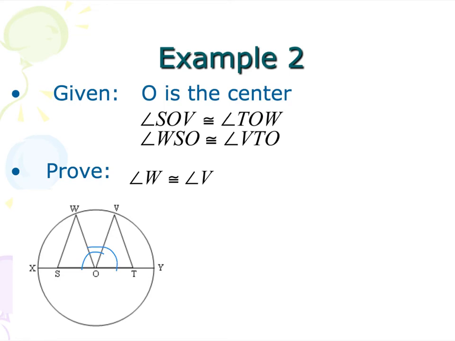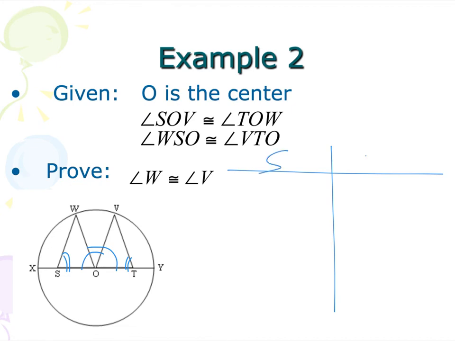Cool. Then we have WSO and VTO are congruent. And I want to prove that W and V are congruent. Well, let's think about our no choice theorem. If I could get angle WOS congruent to angle VOT, then the no choice theorem would get these two congruent. That sounds wonderful. Can I do that? What if we were to subtract out this angle? What would be left? Two congruent angles. And then I got my no choice theorem to finish this bad boy out.